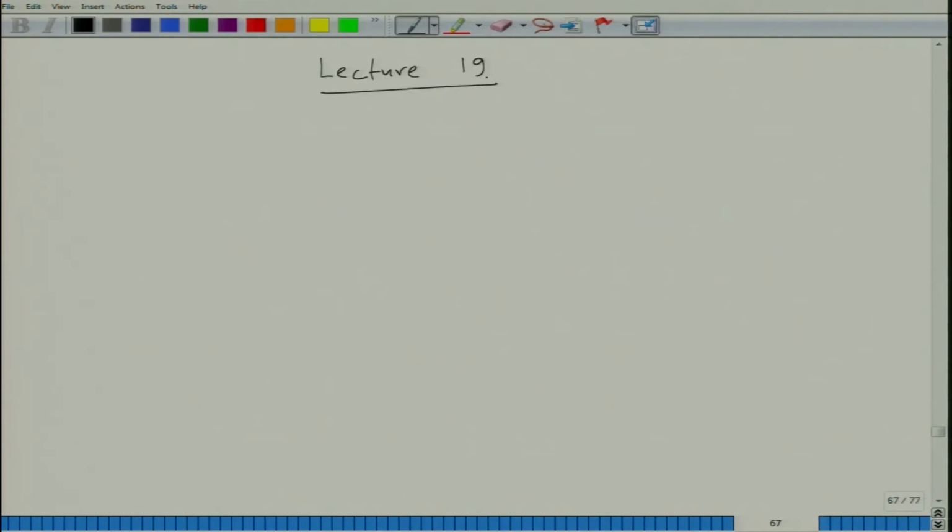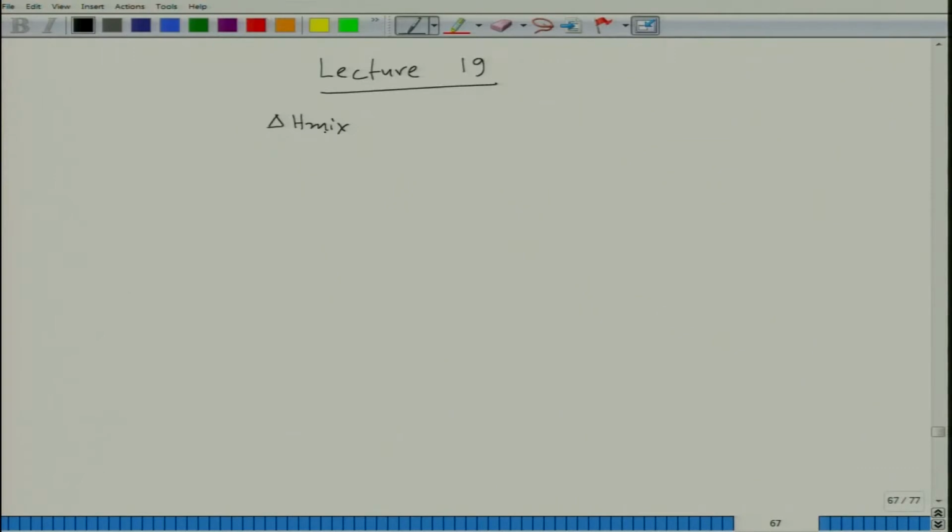Today we will finish our discussion on ΔHmix and its equation relating bond energy and concentration.